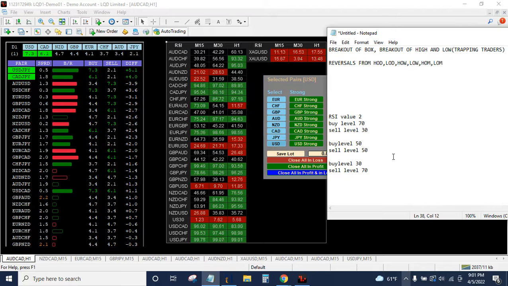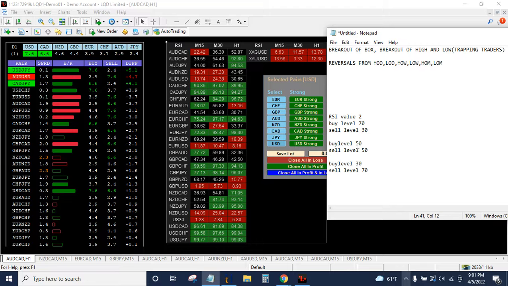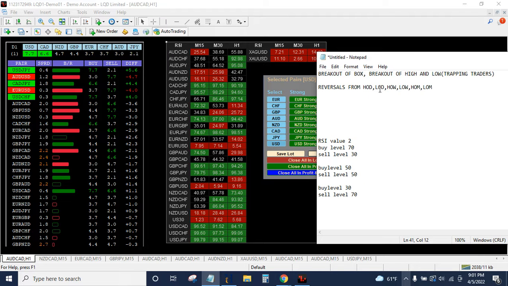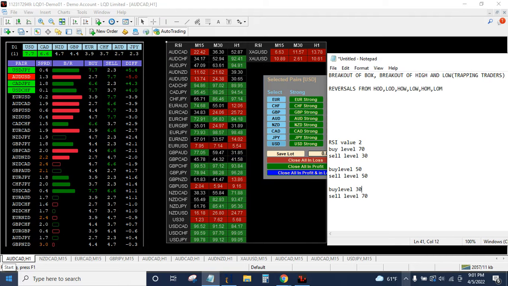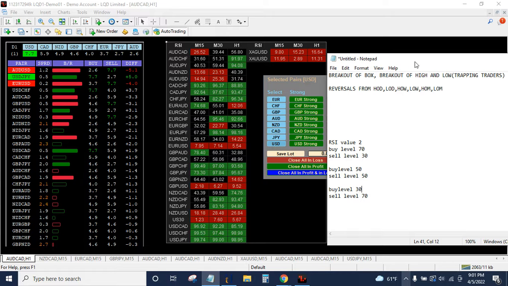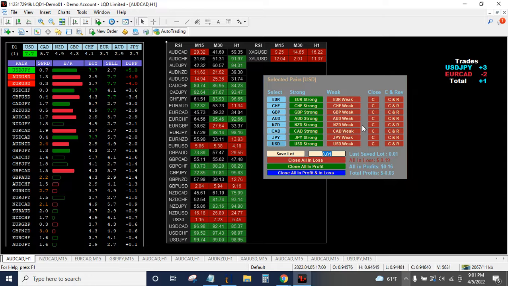Okay, let's talk about this second strategy. The first strategy is going to use the 70 level, 30 level, and the 50 level. But the second strategy is going to use the opposite. What I mean by the opposite is, when I click buy, for instance, on any of these buttons here.